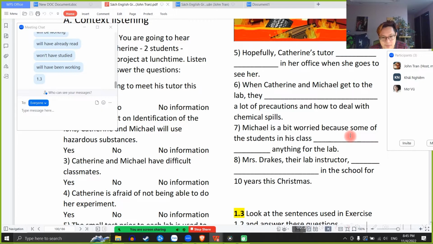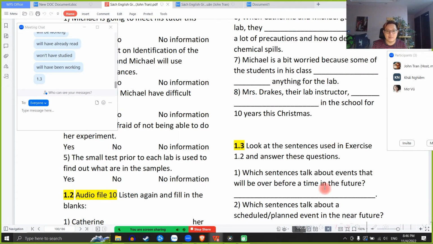Michael is a bit worried because some of the students in his class won't have studied anything for the lab. Michael hơi lo bởi vì một số sinh viên trong lớp học của anh ta sẽ không có học hành gì hết cho cái lab này. Biết trước luôn tương lai luôn. He knows it for sure for the future. Won't have studied anything for the lab. Tức là cái hành động mà nó sẽ kết thúc trước một thời điểm tương lai. It's an event that will be over before a time in the future.